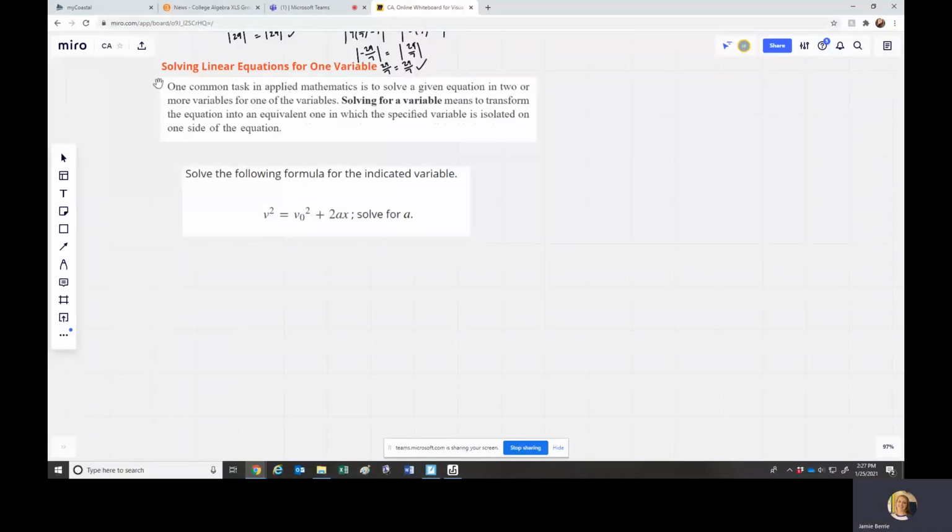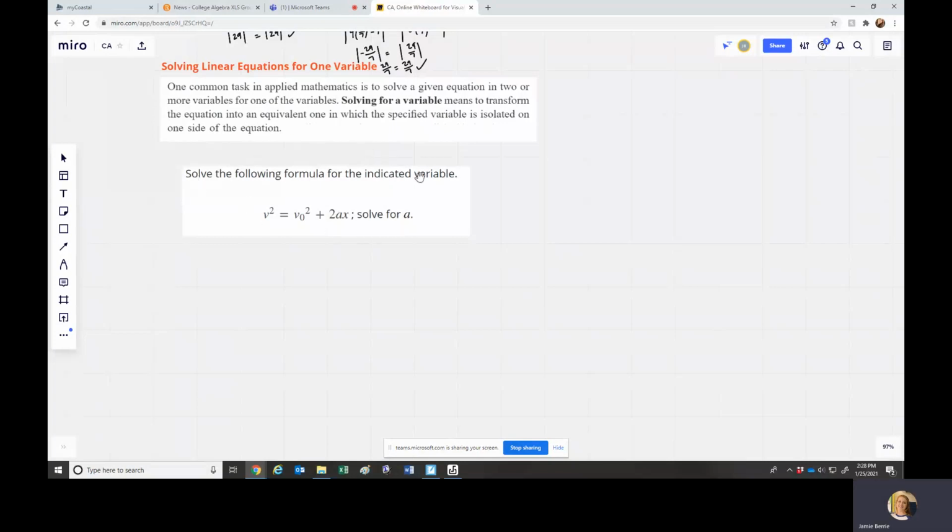So I'm just going to flip the camera around and we will finish up with just a couple of quick word problems. All right, so the topic here says solving linear equations in one variable. It says one common task in applied math is to solve a given equation in two or more variables for one of the variables. Solving for a variable means just transform the equation into some equivalent equation in which the specified variable is isolated by itself on one side of the equation.